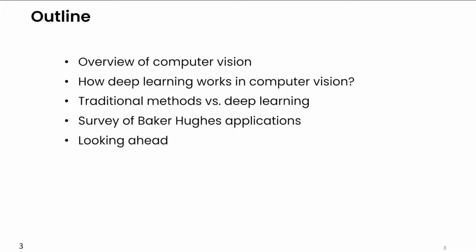So really, this is the outline of the presentation. I'll start with an overview of computer vision technologies and then segue into how deep learning actually works and revolutionized the computer vision area. Then I'll compare the deep learning method with the traditional method, followed by a survey of Baker Hughes applications. And I'll conclude the presentation with a look ahead at future directions. If you have any questions, do not hesitate to ask them. We can also probably leave the questions to the end if we have 5 or 10 minutes left.